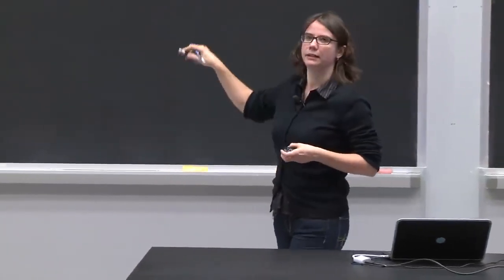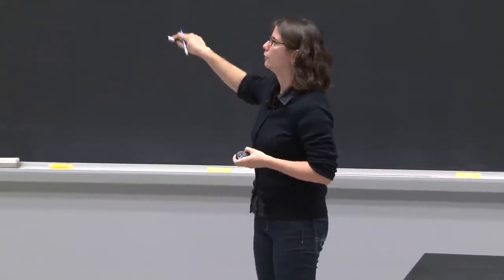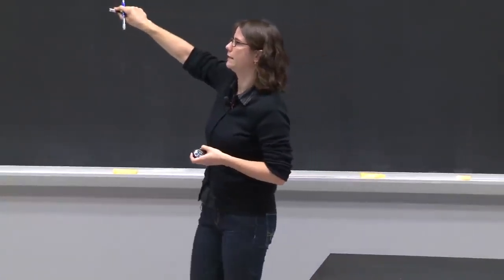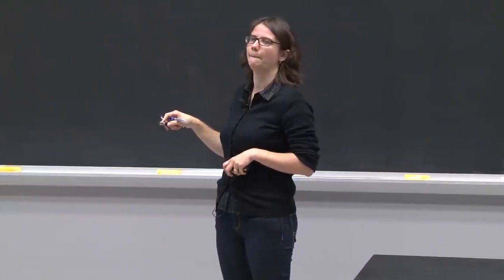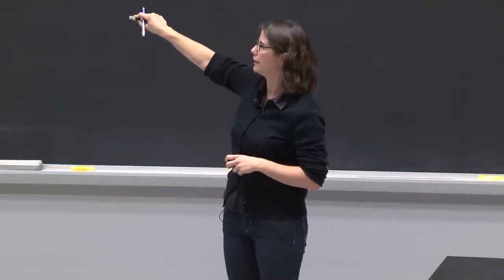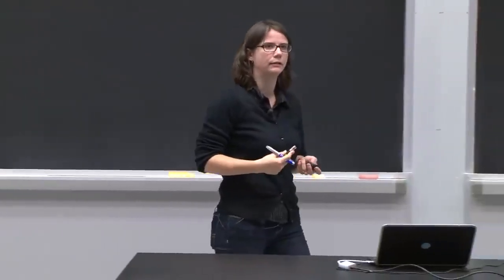If you want to mutate a list directly and make it longer by the elements within another list, then you can use this extend function or extend method. Okay? And this is going to mutate L1 directly. So if L1 was 2, 1, 3, if you extend it by the list 0, 6, it's just going to tack on 0, 6 to L1 directly. So notice L1 has been mutated. Okay.